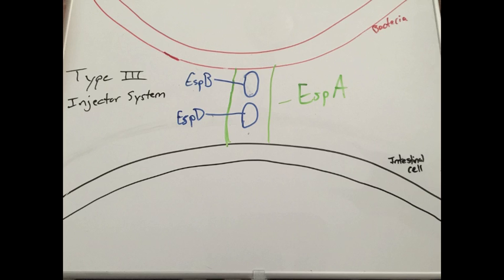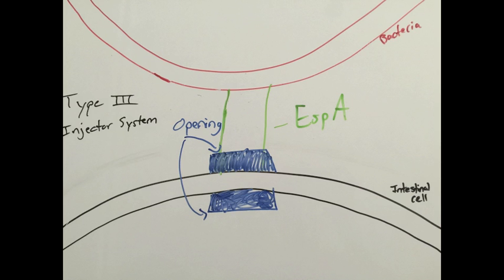The red cell at the top represents a bacterial cell, and the black cell on the bottom is the intestinal cell from the epithelium. So to invade this cell, the bacteria uses a specialized injector called a type 3 injector system that acts as a syringe to introduce several bacterial proteins into the cell. The green needle-like tube called the EspA attaches from the bacterium into the intestinal cell. It transports two proteins called EspB and EspD that travel through the tube to form an opening in the intestinal membrane to allow things to pass through. The two proteins create an opening by attaching themselves to the cell wall of the intestinal cell as shown here.